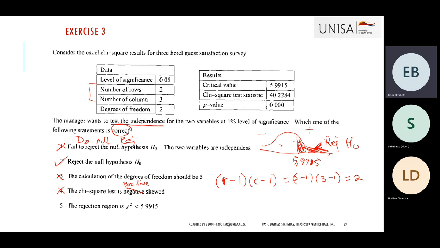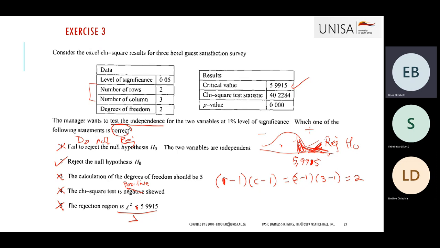And if you are not sure about that, you can even go to the table, because on the table you do have a graph that looks like this. The rejection area is less than 5.99, but they already gave us the critical value, so we know that the rejection area will be greater than, because it's on the bigger side. So this sign should say greater than, not less than. Okay, so that's how you will answer the question in the exam as they appear.